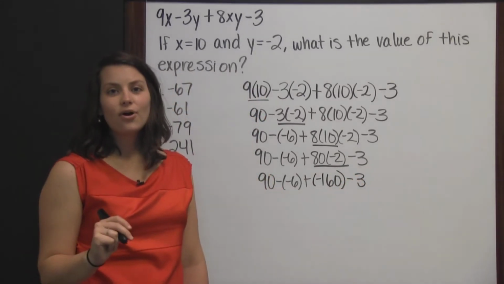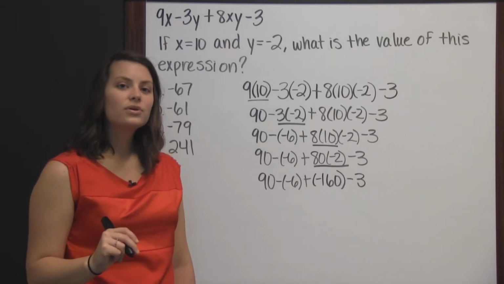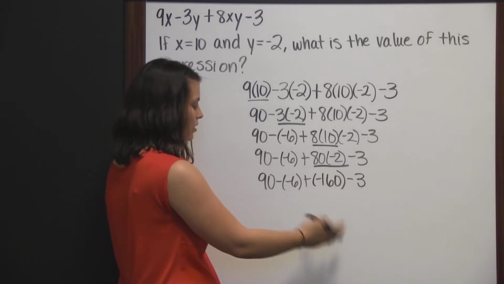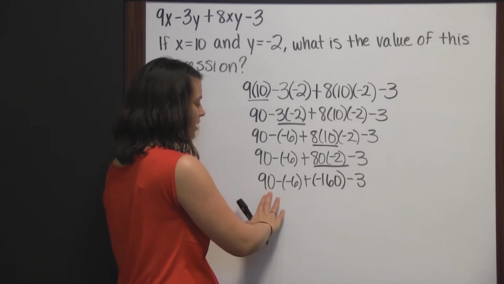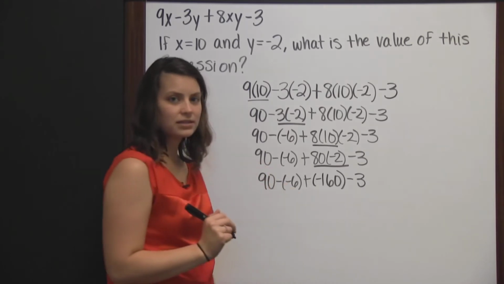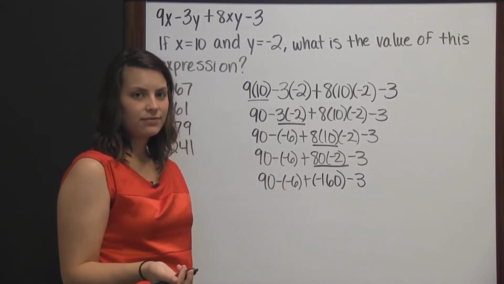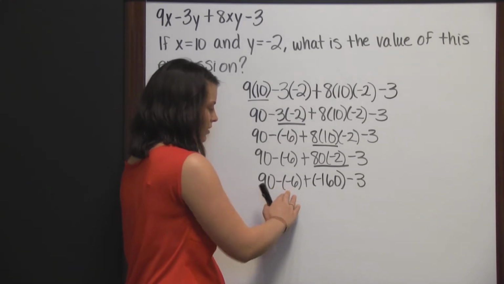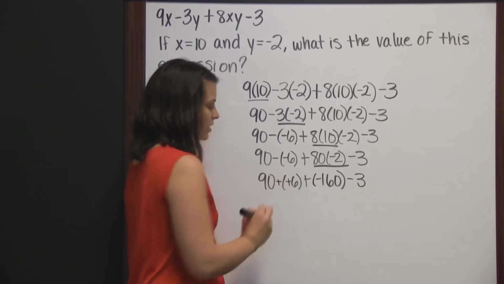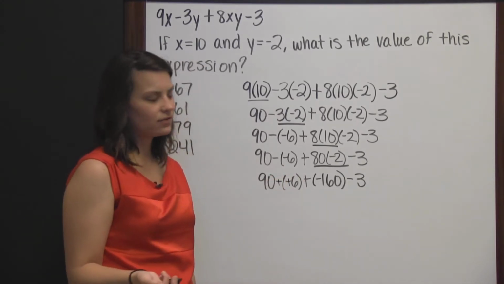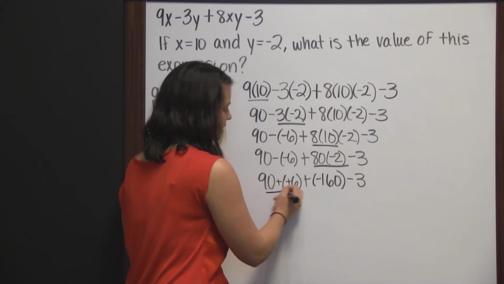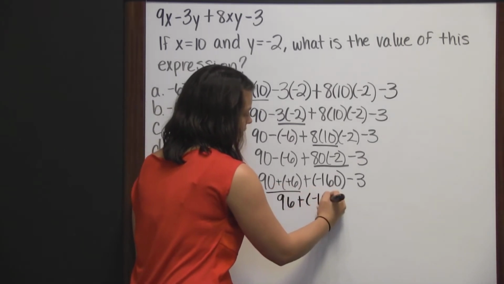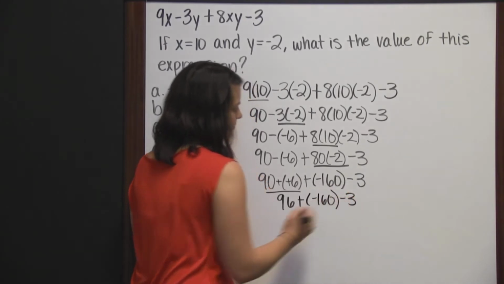Now that we've taken care of all the multiplication, we're now going to work with addition and subtraction, again from left to right. So starting on the left, we're going to start with 90 minus a negative 6. Minus a negative, you can think of this like you're taking away a negative, which is the same as adding a positive, or you can add the inverse. So we have 90 plus 6, 96 plus negative 160 minus 3.